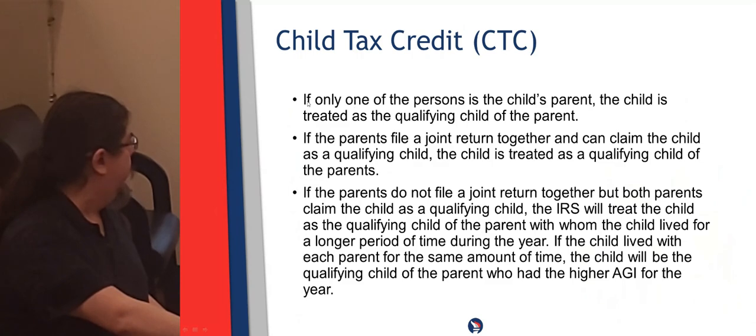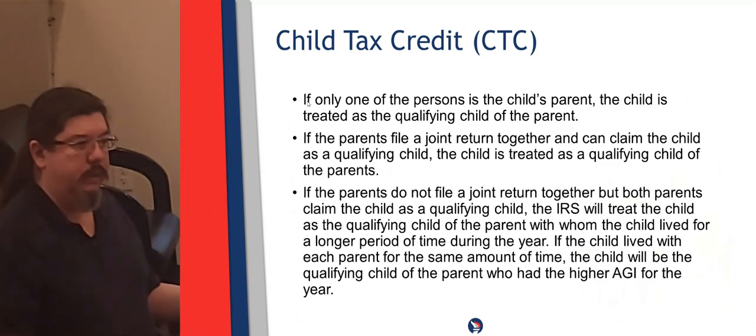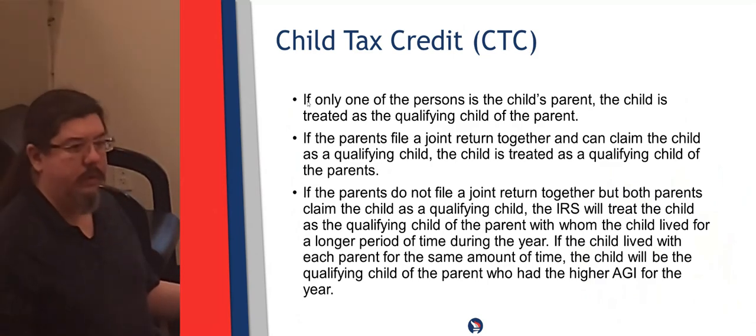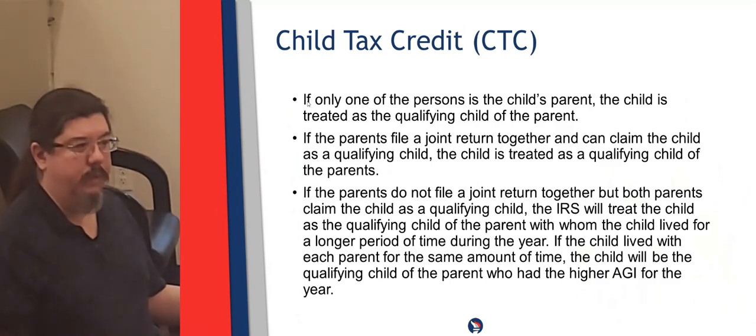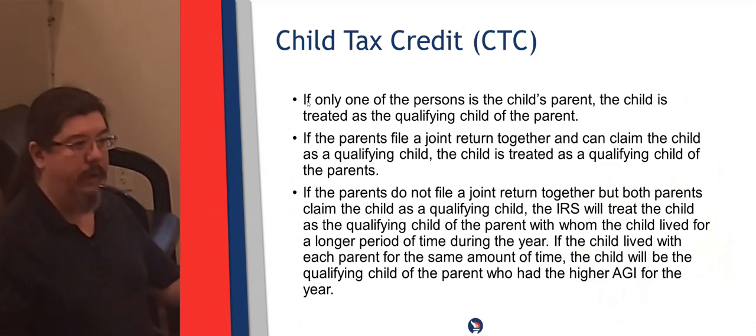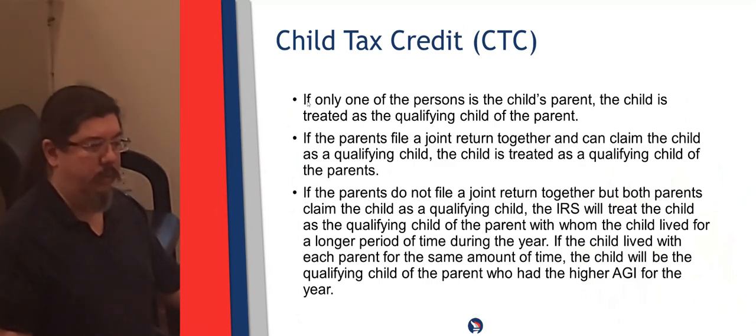Okay. Tiebreaker rules are if one of the people involved is the child's parent, then the parent always has first option. If both the parents are involved, the child lived with both parents more than half the year, then they can choose which one of them will claim the child. But if they can't agree or they both attempt to claim the child, then whichever parent the child lived with more nights during the year is going to be the custodial parent and is going to win the tiebreaker test.